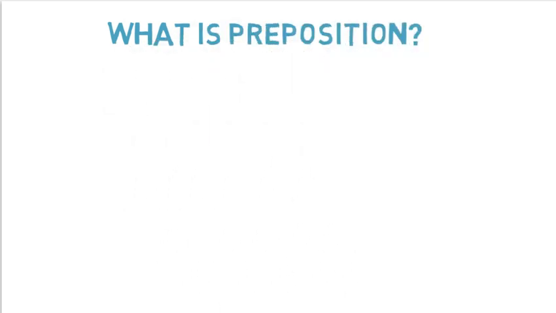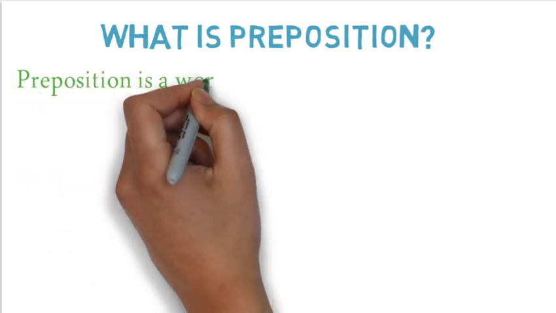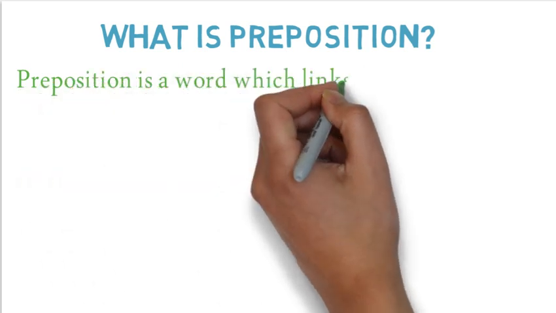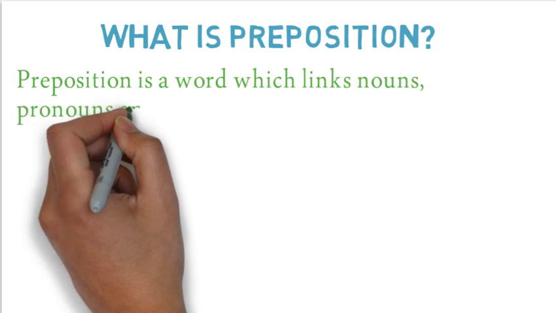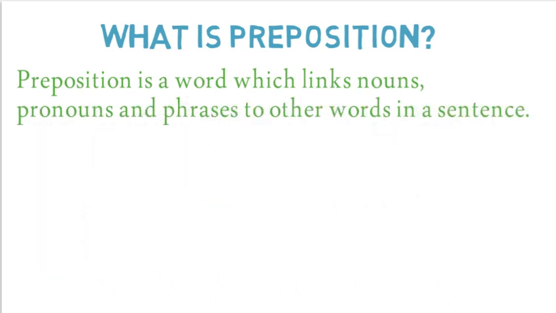What is a preposition? A preposition is a word which links nouns, pronouns and phrases to other words in a sentence.